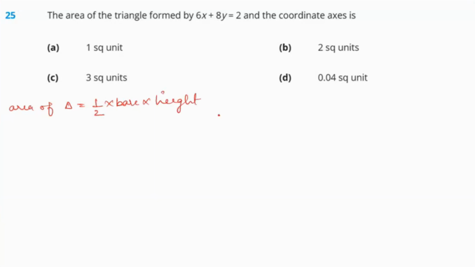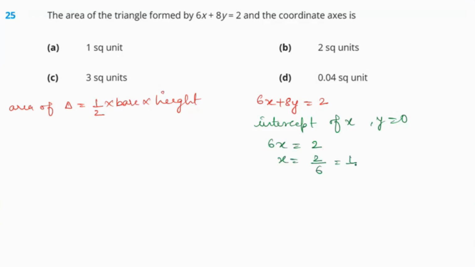Now here the equation is given to us, which is 6x plus 8y is equal to 2. So first we will try to figure out the intercepts of x and y. If we need to figure out the intercept of x, we need to put y equal to 0. So 6x is equal to 2. So the value of x will be what? 2 by 6. That gives us 1 by 3.